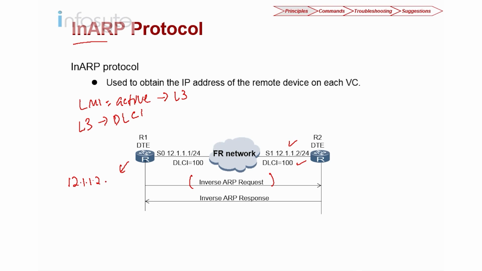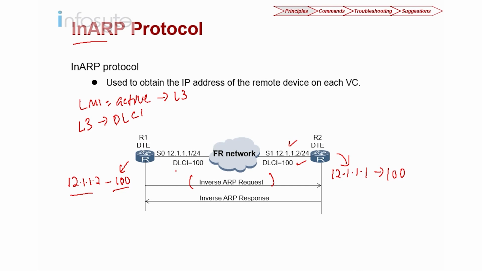12.1.1.2 to the DLCI of 100. On R2, it is going to do a mapping of 12.1.1.1 to the DLCI of 100. So this mapping is in R2 and this mapping is in R1. Once the mapping is done, R1 knows that if I want to go to 12.1.1.2, I'm going to use a DLCI of 100. Now this is true if you are only using one DLCI.